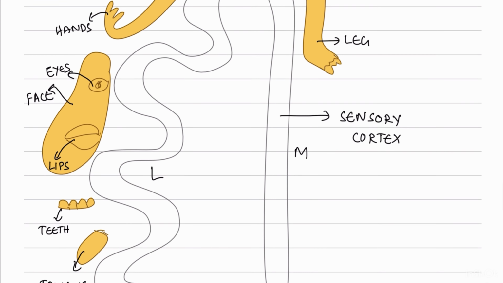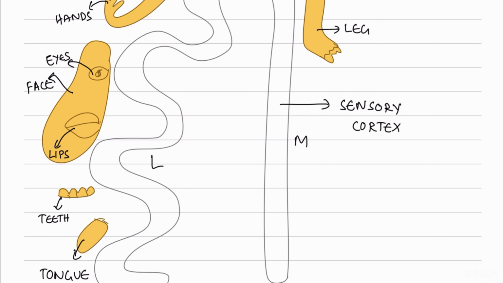The other point to note is that we have not drawn a normal face here, right? The face looks abnormal, the lips are really large, and the tongue is also large. Why have we drawn it like that? It is because the distribution of body parts on the sensory cortex is proportional to the number of sensory receptors on those regions. In simple words, our face, lips, and tongue have a large number of sensory receptors, and because of that, they have a large area of distribution in our sensory cortex. That is why when we draw the sensory homunculus, our face and lips are drawn in a very large and abnormal manner, to represent the large number of receptors and, due to that, the large area of distribution in the sensory cortex.